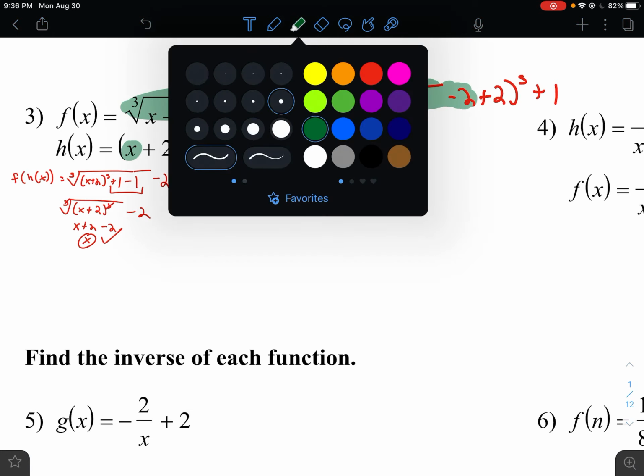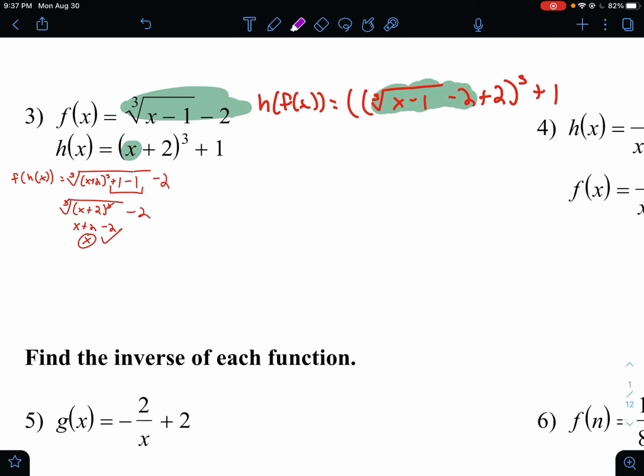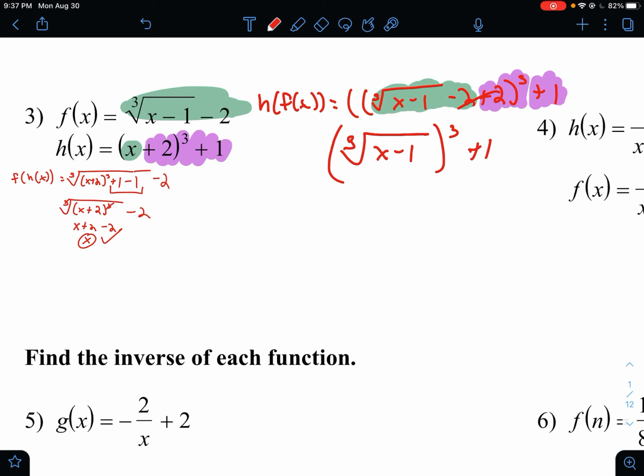All right. And then your h of x was all this other stuff. So your h of x was this plus 2 cubed plus 1. So that came from here. So hopefully you can kind of see where those parts came from. And then what's going to happen is these guys cancel out, and I get the cube root of x minus 1 cubed plus 1. These guys cancel, right? Cube root and a cube. I get x minus 1 plus 1. I get x. So yes, they are inverses.